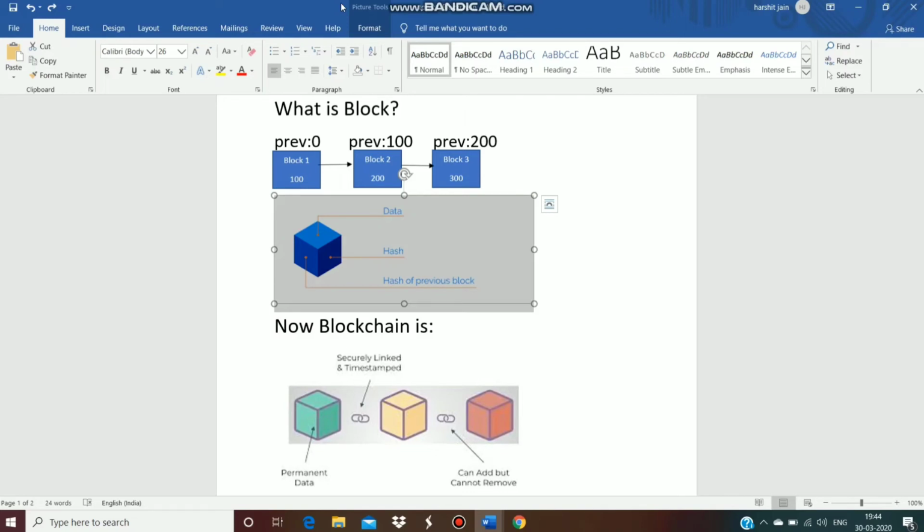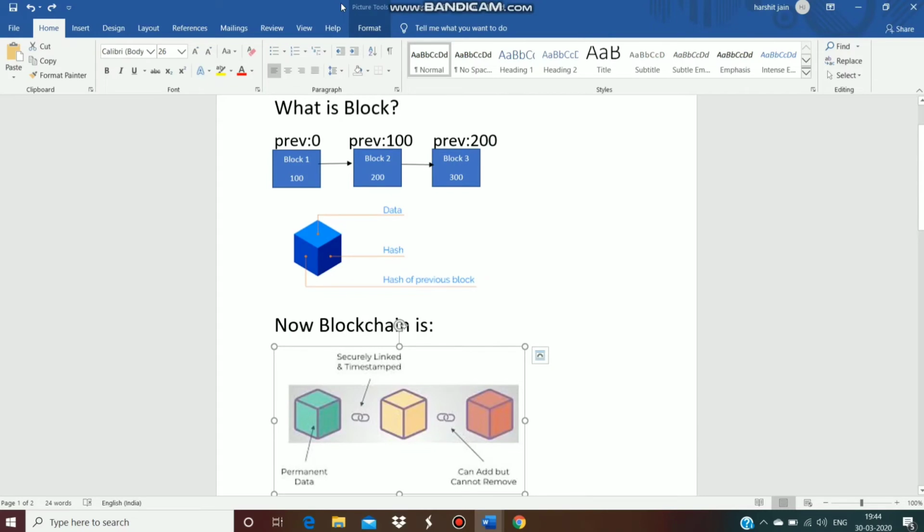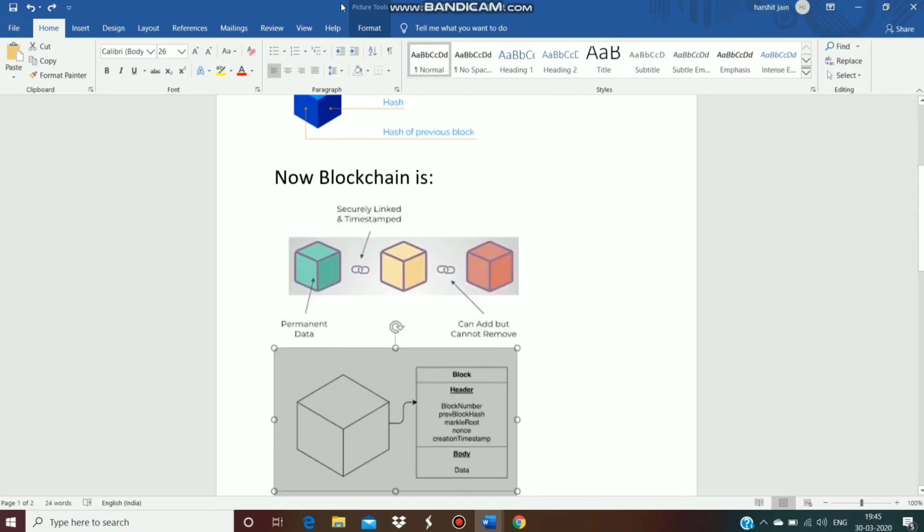Now blockchain is nothing but linking or connection of various blocks on the basis of cryptographic addresses and timestamp. I'll be discussing timestamp in the next videos. Right now you can assume that a block contains data and addresses, that is the address of the block and the address of the previous block. So this is the detailed content of what the block contains.